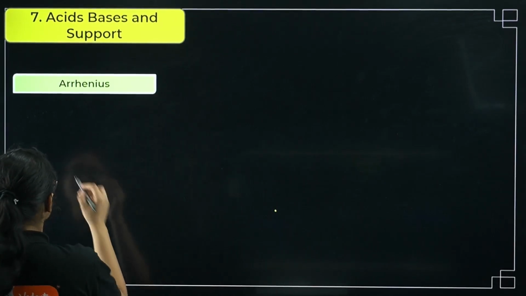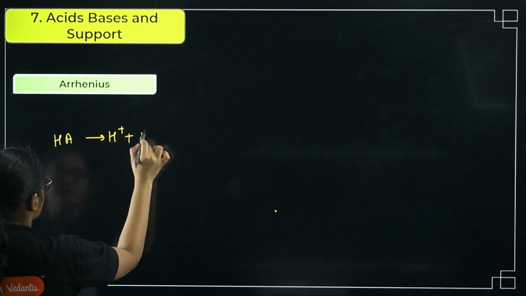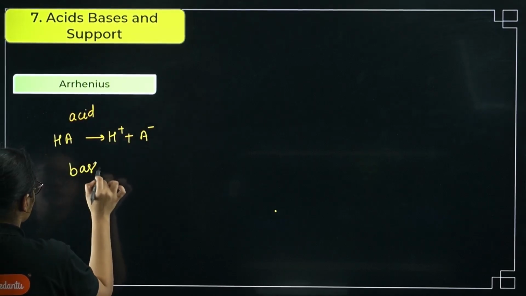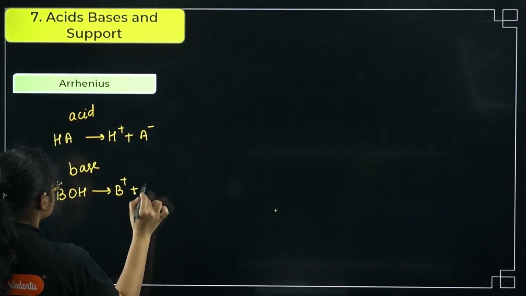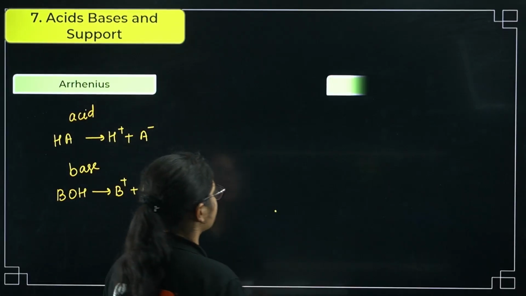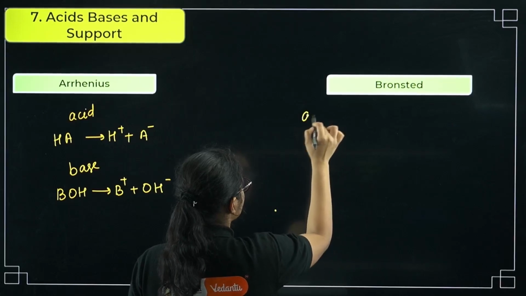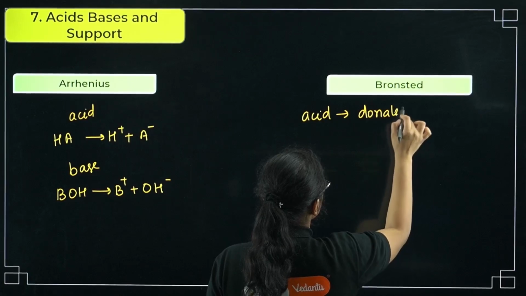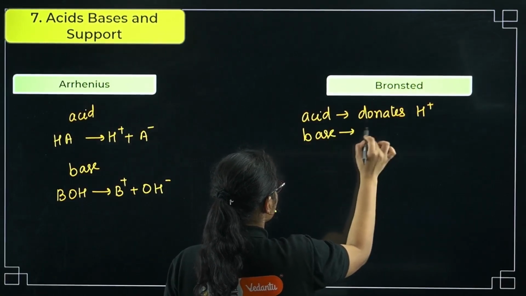According to Arrhenius theory, an acid is something which can donate H+. This is the definition of acid. And what is a base? A base is something which can donate OH minus. So this is the Arrhenius concept. Next we have the Bronsted concept. According to the Bronsted concept, an acid is something that donates H+, and a base is something which can accept H+.